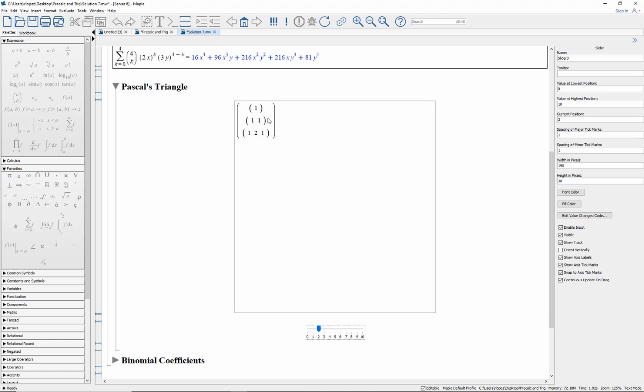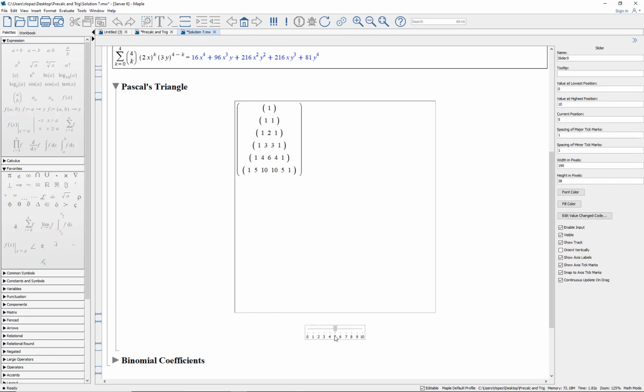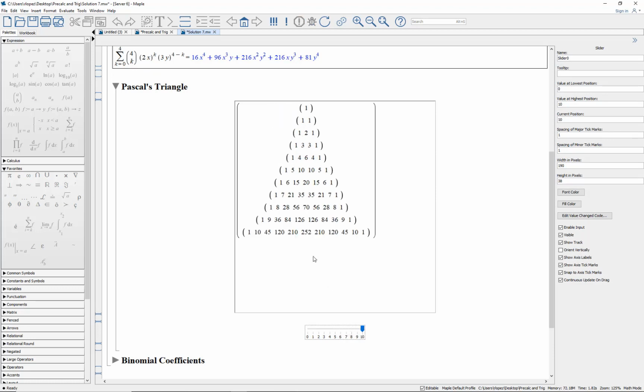Right? Ones are on the outside. Add adjacent numbers, get the number below the space. Okay. 1 and 2 is 3. 2 and 1 is 3. I took it out to 10. 1 and 8 is 9. 8 and 28 is 36. So a student has to first be exposed to Pascal's triangle as a way of getting these binomial coefficients.